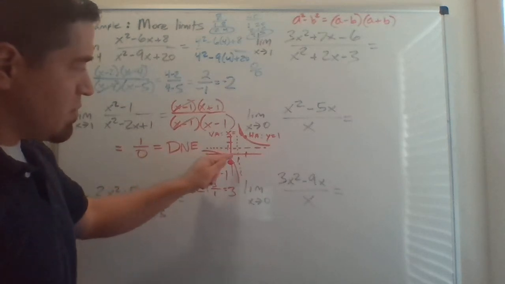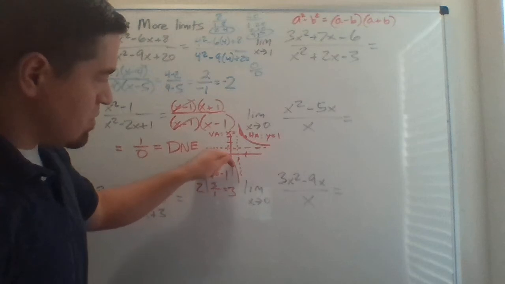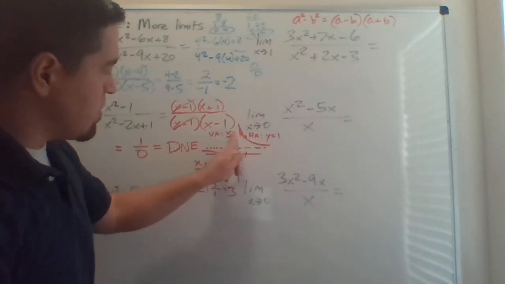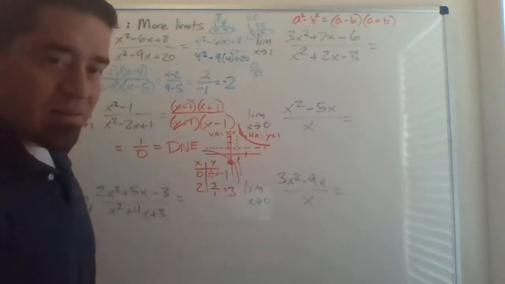The limit as x approaches 1 from the left goes to what? It goes to negative infinity. And the limit as x approaches 1 from the right goes to positive infinity. Okay?